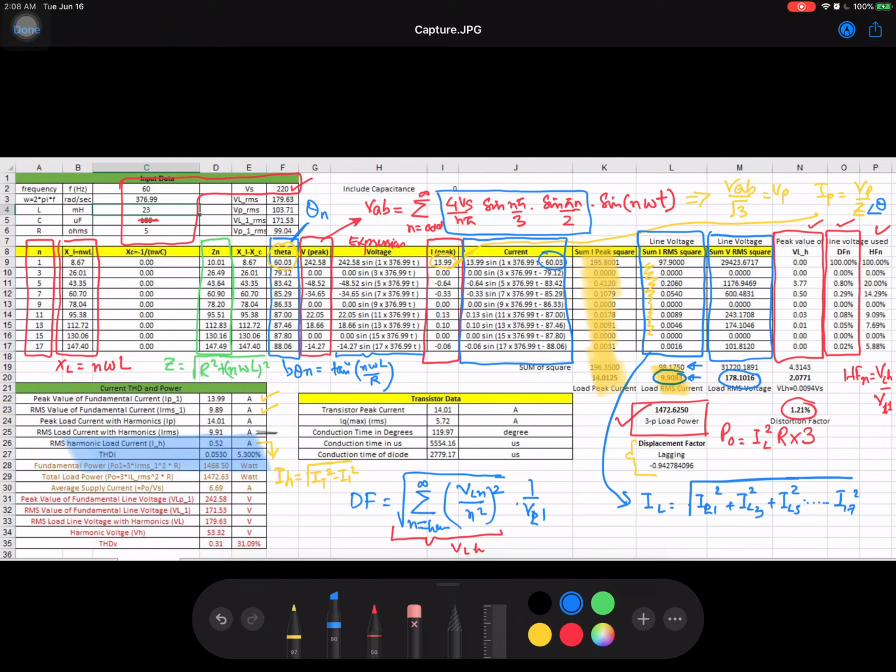Then the current THD, taking the harmonic contribution of the current, dividing it by the fundamental component, you will get the current THD. So that is calculated over here. Then fundamental power has been calculated, power because of the fundamental component of the current, that is in this. Then the total power has been calculated using the total RMS value of the current. And if you know the total power, dividing it by Vs, you will get the average supply current. So average supply current is calculated, that is equal to 6.69 ampere. And then peak value of the fundamental line voltage, that is over here, this one.